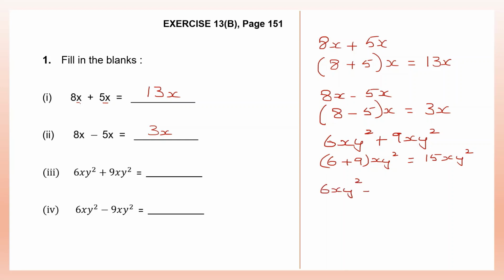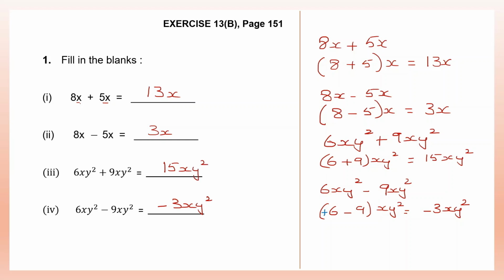6xy square minus 9xy square. Taking only the numbers, 6 minus 9, xy square. Now I hope all of you remember the rules for integers. 6 doesn't have a sign before it. It's understood it's a plus sign. Now we have two numbers here, plus 6 minus 9. When signs are different, we put the sign of the bigger number and subtract. 9 minus 6 is 3, 3xy square. So the answer is minus 3xy square. Let's write the answer here, 15xy square.